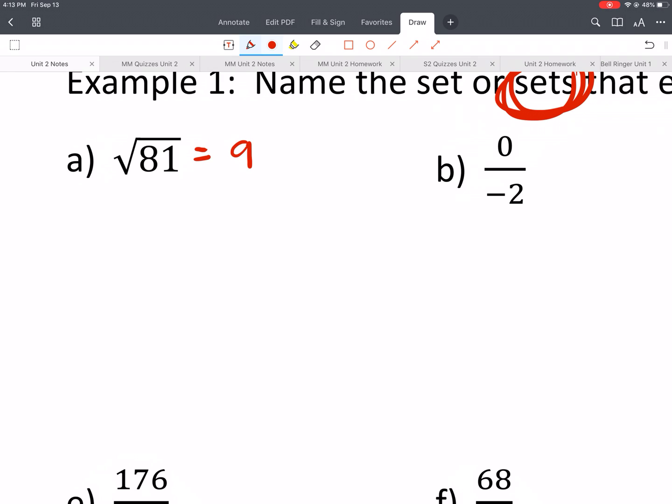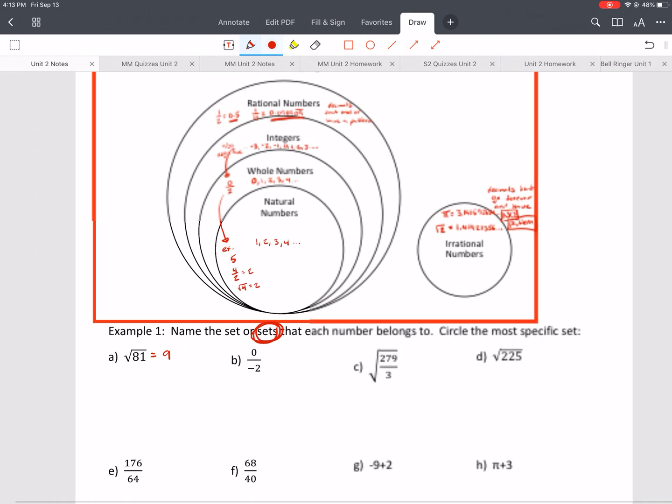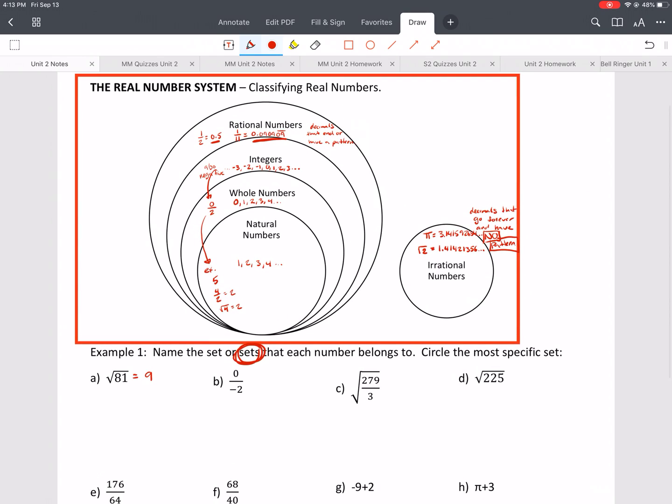So we'd go through the list. Okay, the broadest set would be the real number system. So we'd start with the largest. So we'd say real. Next we have rational. Is 9 rational? For sure it is. You could write it as a fraction. You could divide anything by 1 and not change anything. So that can be written as a fraction.